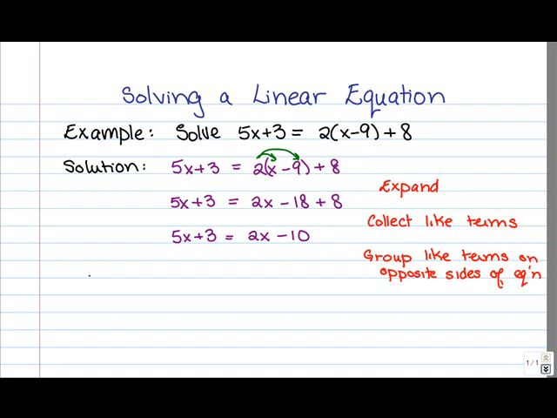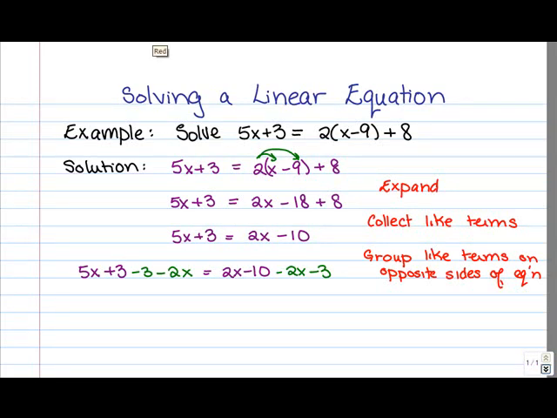So I'm going to group all my x's on the left and all of my number terms on the right. To do this, I have to subtract 3 from both sides of the equation, and I also have to subtract 2x from both sides of the equation. So we've got 5x plus 3, and remember, I'm going to be subtracting 3 and 2x from both sides of the equation, so let me do that in another color so that it's clear. And on the right-hand side, I have 2x minus 10, and again, I'm going to be subtracting 2x, and I'm going to be subtracting 3.